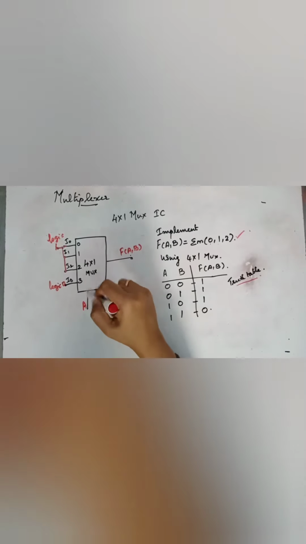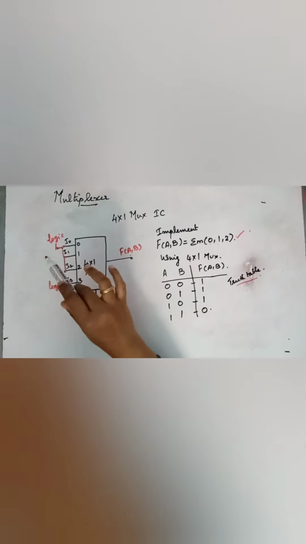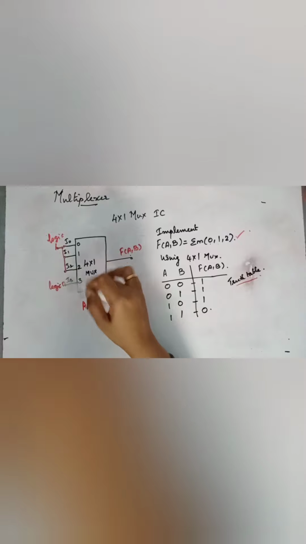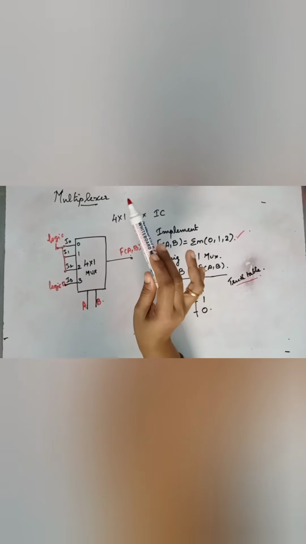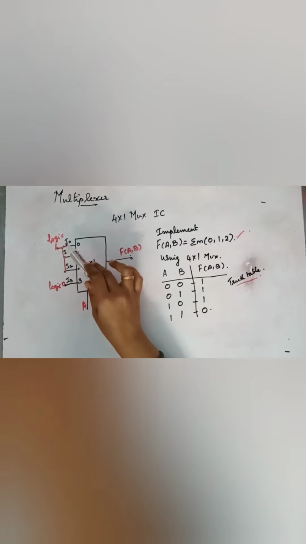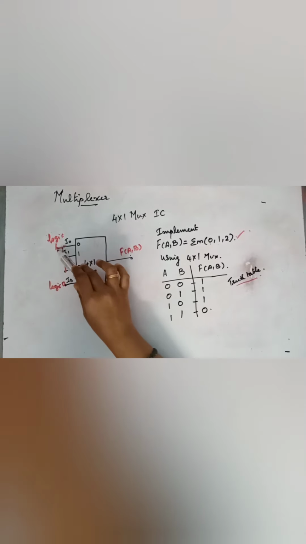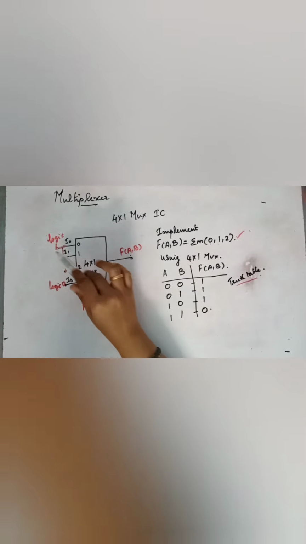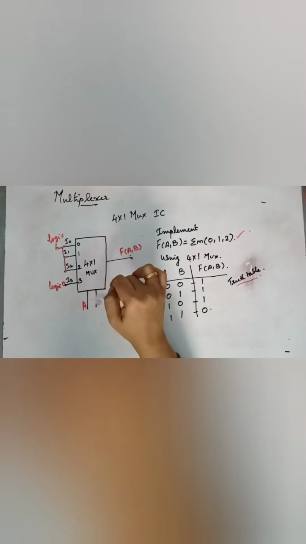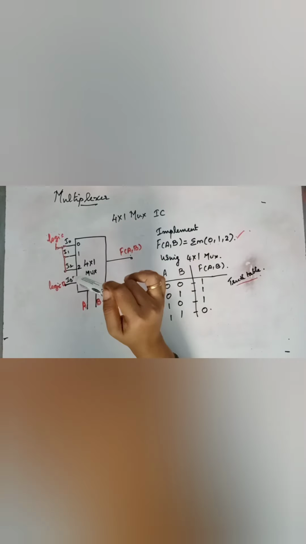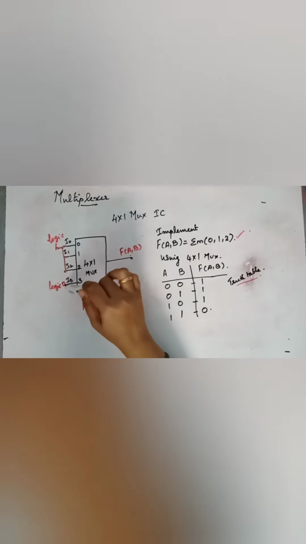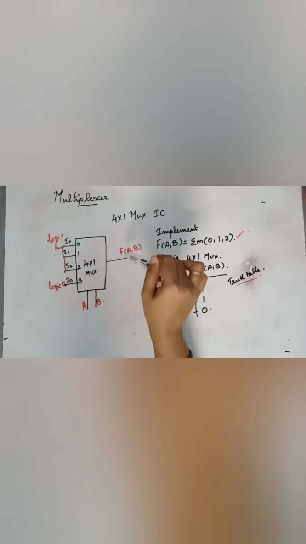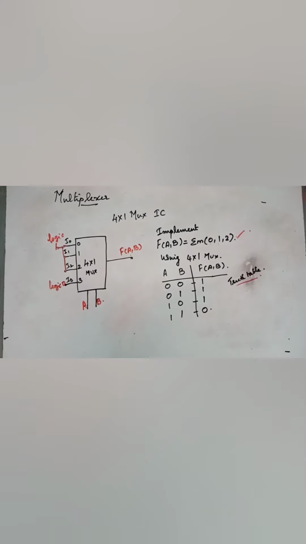So when AB is equal to 0 0, whatever is in I0, irrespective of whatever is there in other inputs, does not affect the output. Only what is there in I0 affects the output. So I0 is equal to 1, so that 1 will come here. When it is 0 1, whatever is in I1, that is 1, will come to the output. 1 0, whatever is there in I2 will come to output, and 1 1, I3 has a 0, so that 0 will come to output. So this is how you implement an SOP using a multiplexer IC.